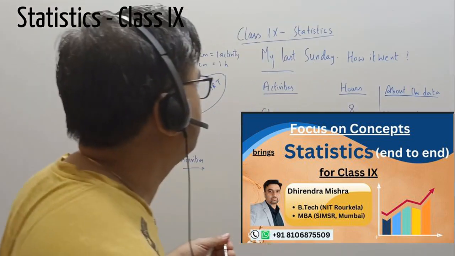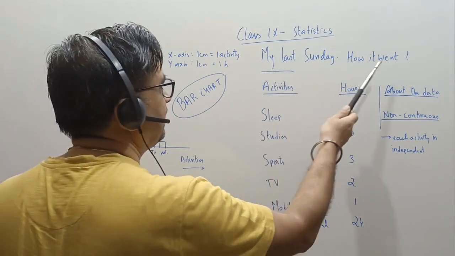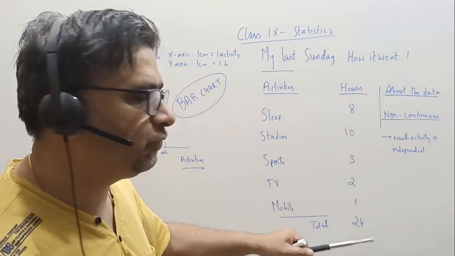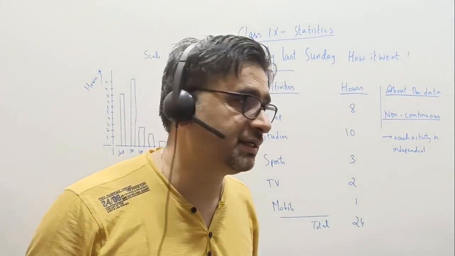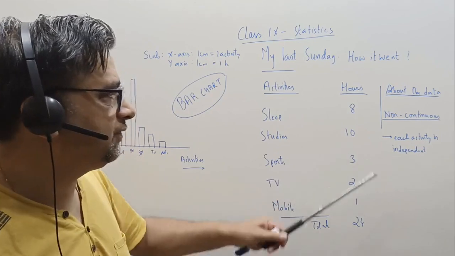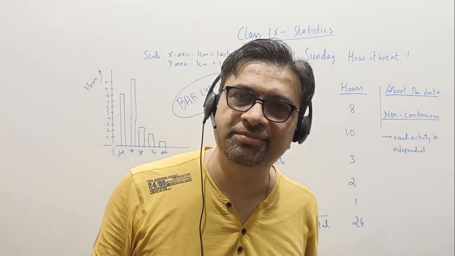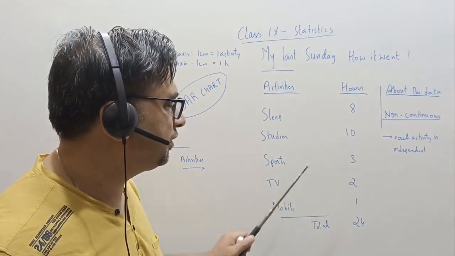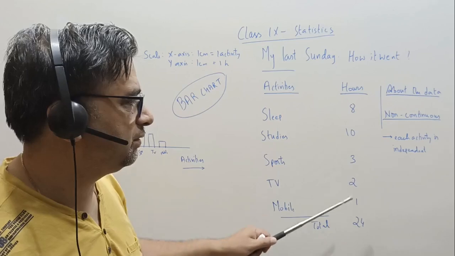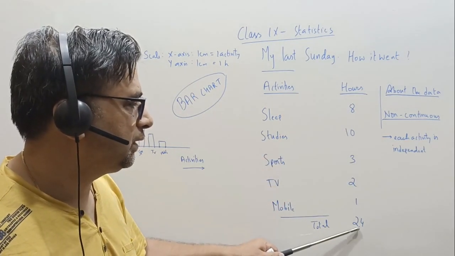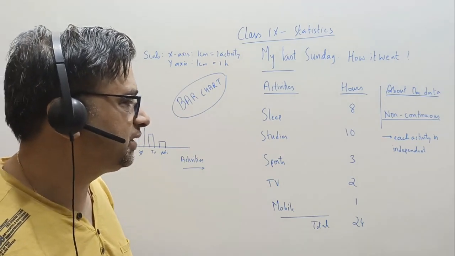We have how my last Sunday went. What all did I do across 24 hours of my last Sunday? So I slept for 8 hours. I studied for 10. Well, exam time, so a little more than usual. 10 hours. Sports 3 hours, TV and all. So overall, this is how my Sunday went, 24 hours.